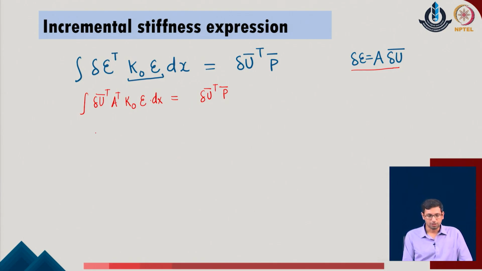Now, this expression can be further expressed as del u bar transpose, and at the same time k naught into epsilon, which is the standard part of the force parameter in the given system. So, I write it as the standard force parameter for the given system S, which is defined earlier, into dx integral of the given system, and this is equal to del u bar transpose p bar in the given problem. Now, what does this mean?